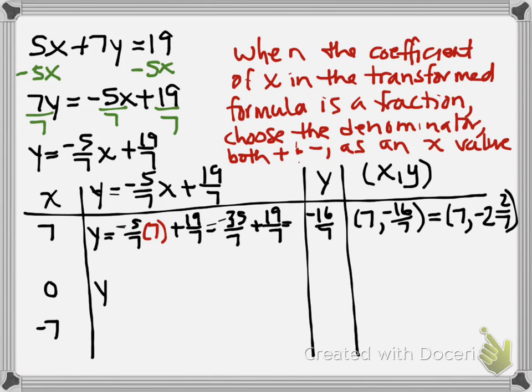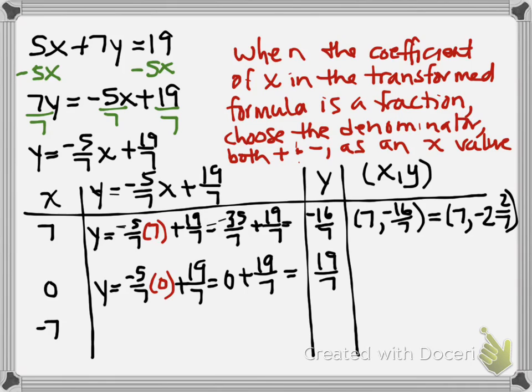So here we're going to have y equals negative 5/7, and we're going to substitute in 0 for x, plus the constant 19/7, and we get 0 plus 19/7, and the answer is 19/7. This is why I love putting in zeros. So then I put in a 0, and I got out a 19/7. Now again, if I was graphing this, I would have to change the 19/7 to a mixed number.